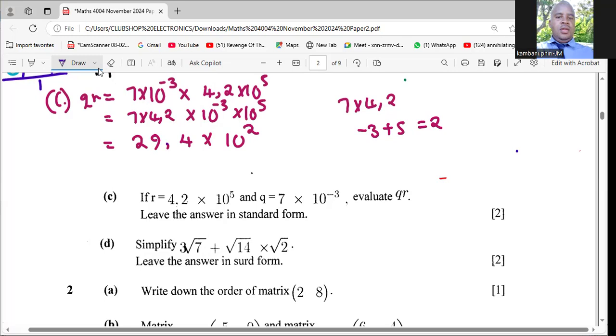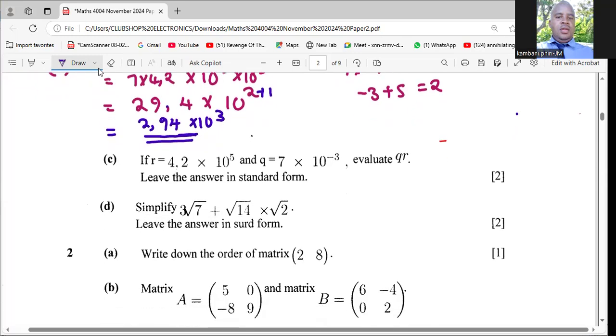Now, the answer should be in standard form. This is not standard form. So we are going to move this point one step to the left. So it will be 2.94 times 10 to the power, we are going to add 1, so it will be power 3. And this is our answer. This is our solution. Great.